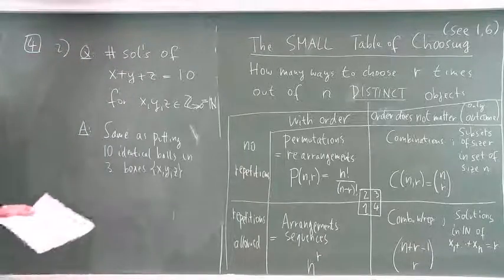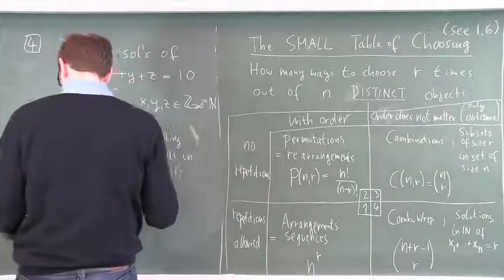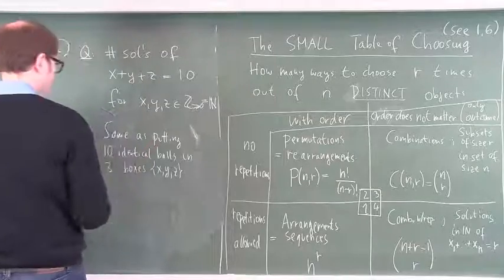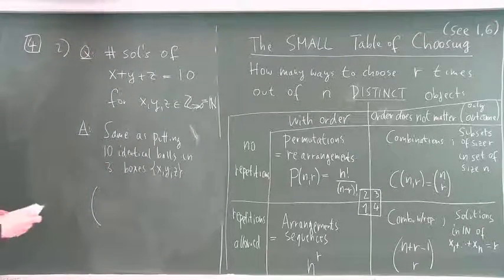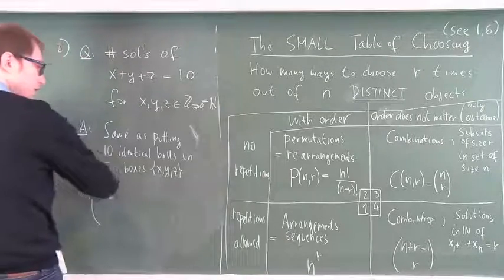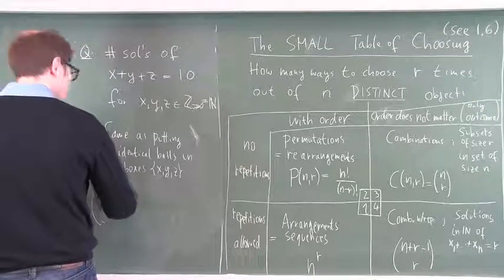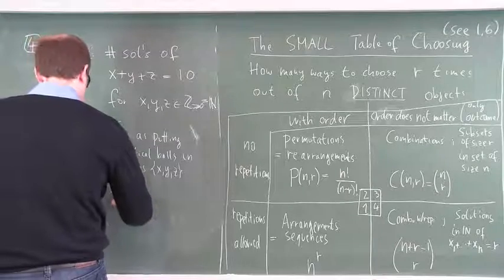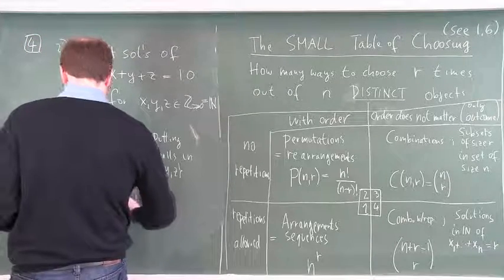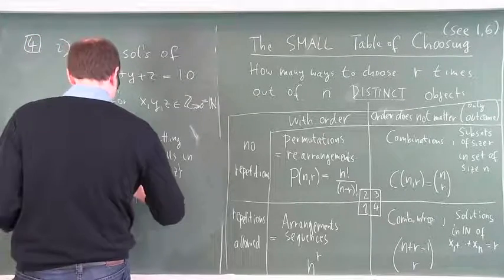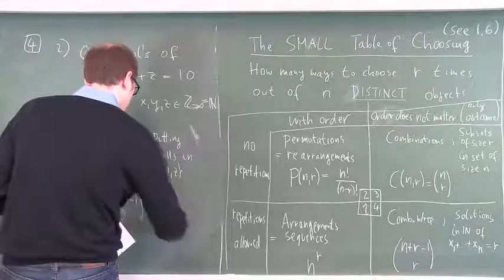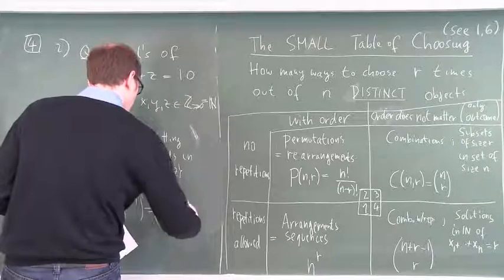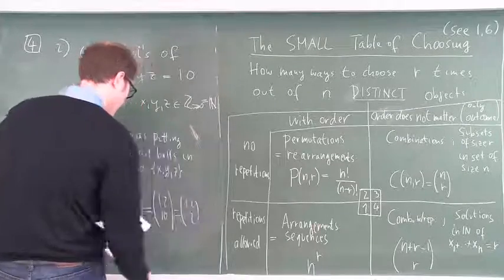And so we can answer this question now. The answer is, well, just use the formula. We have n equal to 3, r equal to 10. So this is (n+r-1 choose r), so (3+10-1 choose 10), which is (12 choose 10), which is, of course, the same as (12 choose 2).